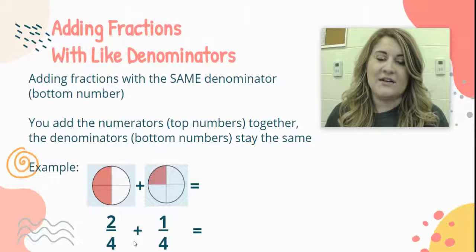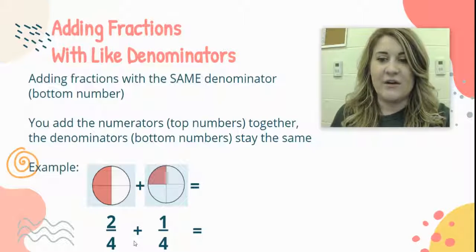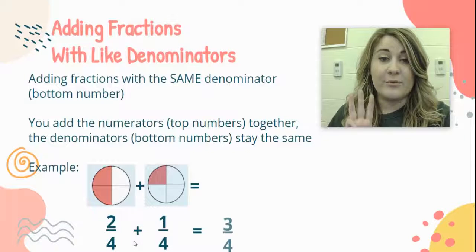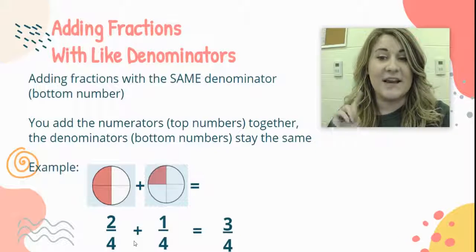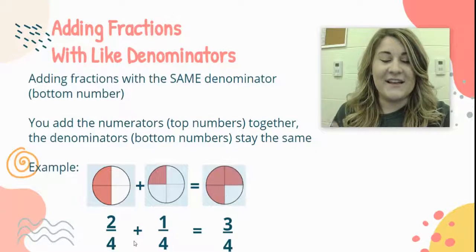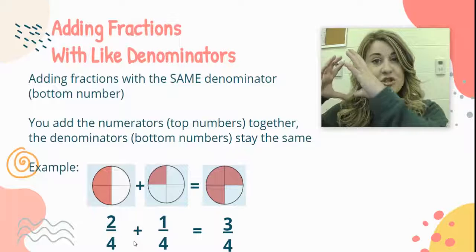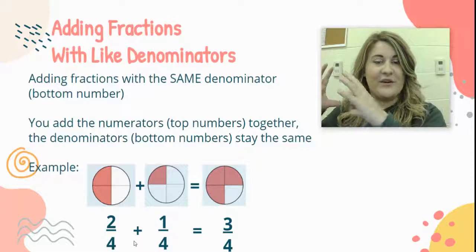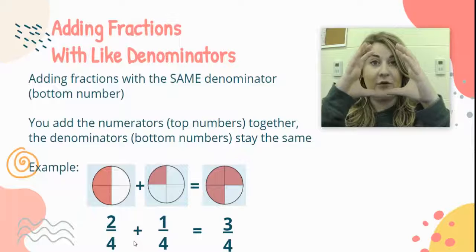So we're adding our top numbers here. 2 plus 1. I have 2 shaded in here, 1 shaded in here, and that means that altogether I'm going to have 3 shaded in out of 4. 4 is my denominator because there are 4 sections in each fraction there. So I had 2 out of 4 colored in here, 2/4. I had 1 out of 4 or 1/4 colored in here.